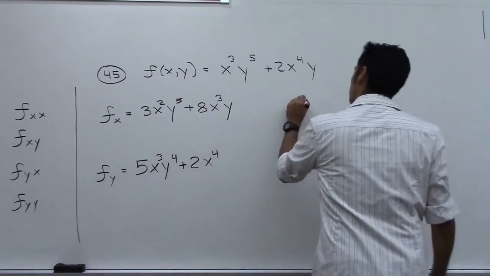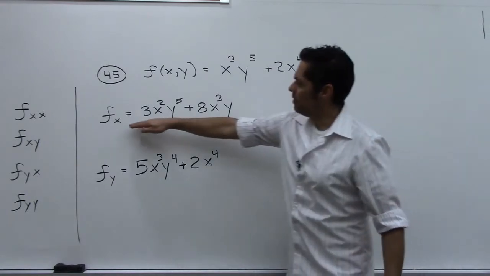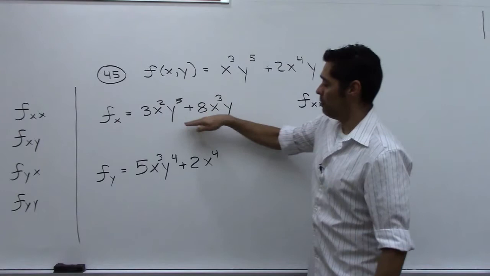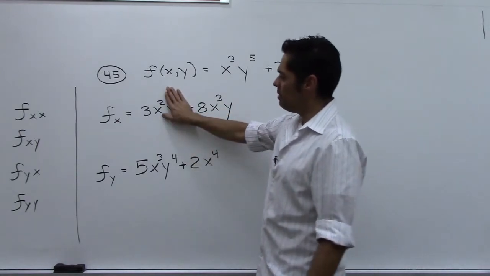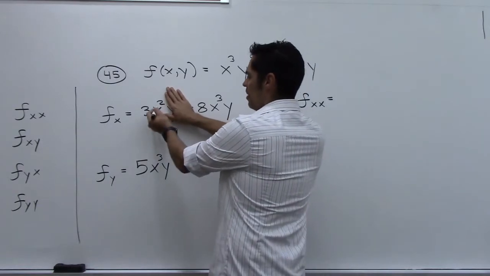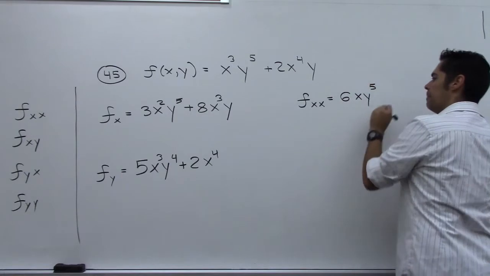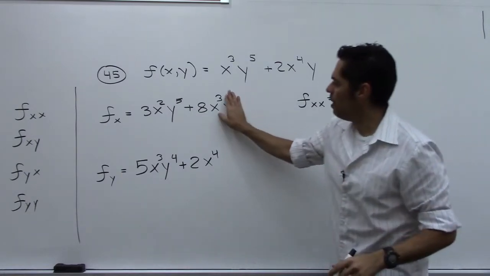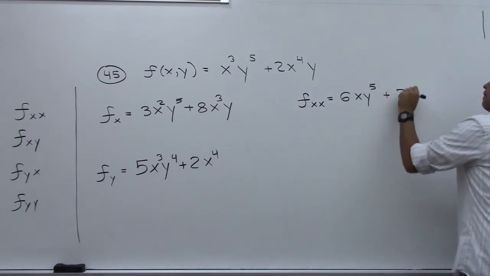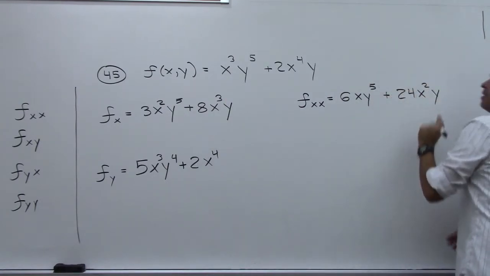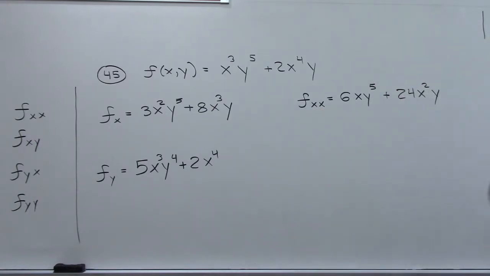So what would partial of f with respect to x, then x again be? Well, that's the first partial, so with respect to x, I want to take the derivative of that again with respect to x. So cover up the y to the fifth. This is going to be 6x, and then I still have the y to the fifth. Plus, again cover up the y here, derivative of 8x cubed is 24x squared. But I still have the y because it was a constant. So that's my second partial that I'm trying to find.